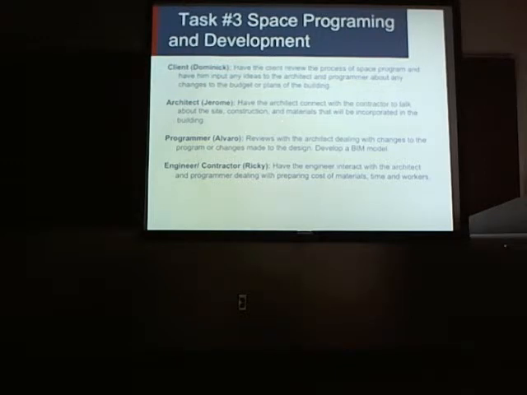Yeah. We got to connect with the contractor to talk about the site construction materials that will be incorporated into the building. That's reasonable. The architect sits down in an integrated design team with the contractor early in the process to discuss site construction materials, those kinds of issues, which might impinge on the design, the way your design evolves. Right. So I like that. That's good. The programmer reviews with the architect dealing with changes to the program or changes made to the design. Develop a BIM model.